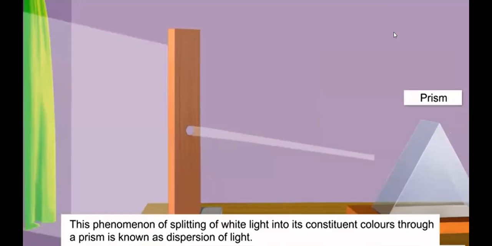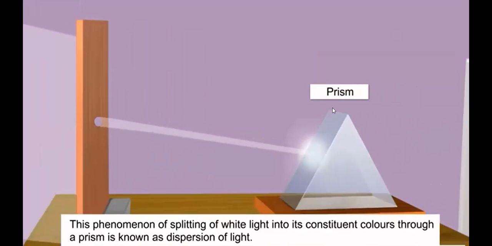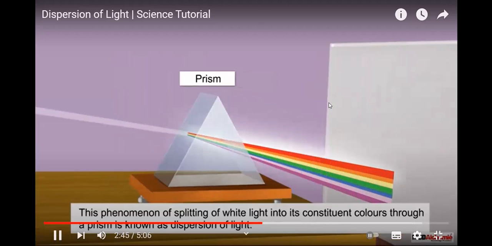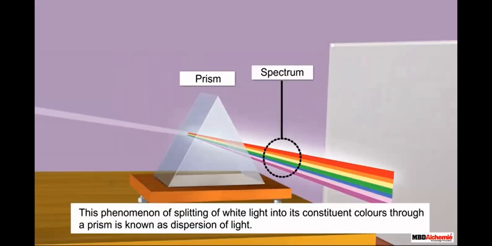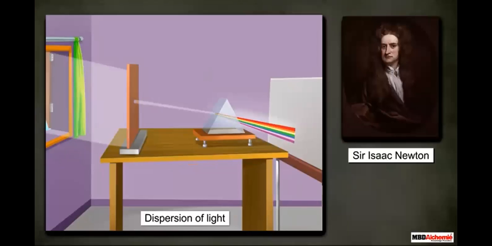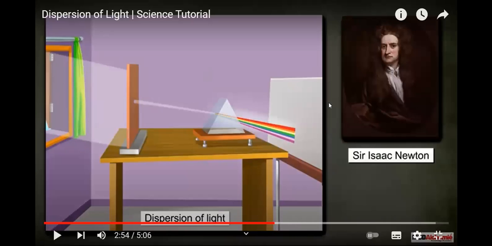This phenomenon of splitting of white light into its constituent colors through a prism is known as dispersion of light. The band of constituent colors is known as spectrum. This phenomenon was first discovered by Sir Isaac Newton. So it is very important. Who discovered it first? Sir Isaac Newton.